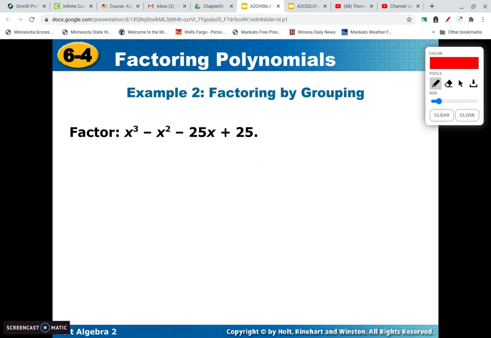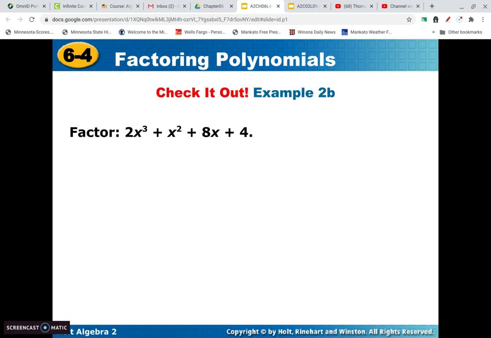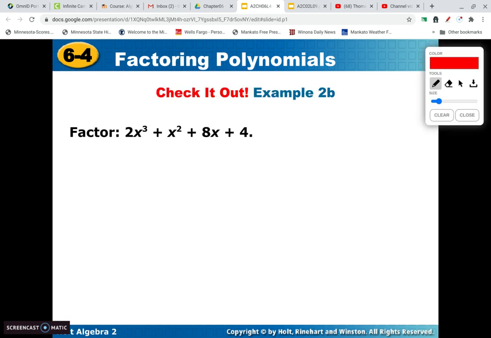Factor by grouping. That's when you have 4 terms. We're going to do that. Let's try the same thing over here. We're going to put these 2 together.